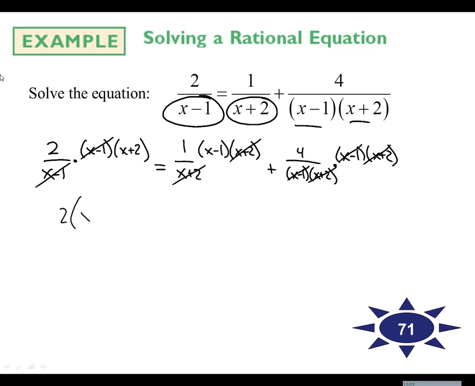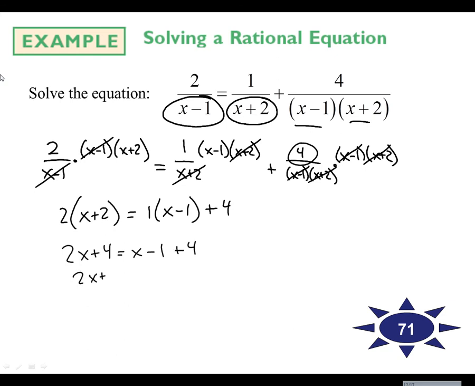We have 2 times x plus 2 equals 1 times x minus 1, which is just x minus 1, plus 4. The only thing left over here. Everything else canceled. Let's distribute. 2x plus 4 equals x minus 1 plus 4. So 2x plus 4 equals x plus 3. And so when we subtract an x, we'll get x plus 4 equals 3. And when we subtract the 4, we'll get x equal to negative 1.